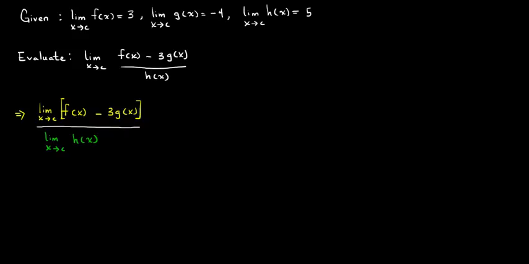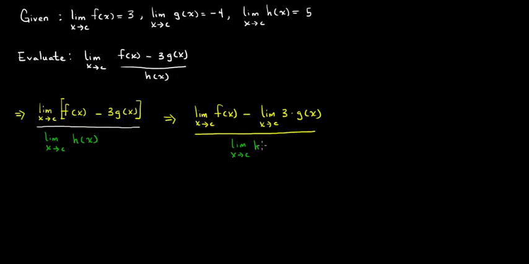From here, what I'm going to do to the numerator is separate this, and I'm going to rewrite that. So this becomes the limit as x approaches c of f of x minus the limit as x approaches c of 3 times g of x, and this is all divided by the denominator, which is the limit as x approaches c of h of x.